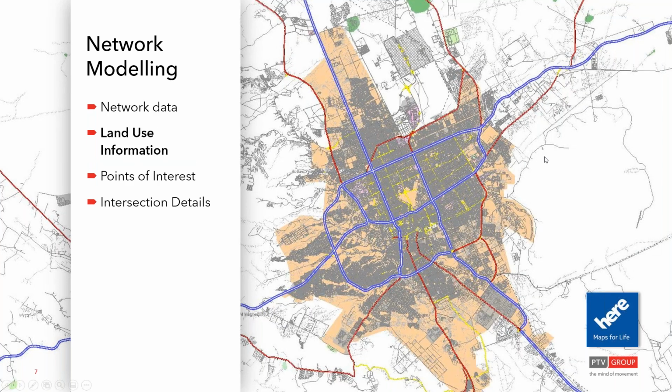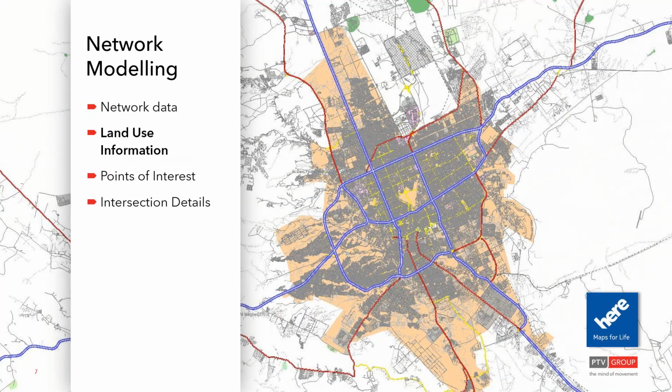It is not only the street network that comes with the navigation map, but it also has land use information. As you can see, we have built-up areas here. We have parks, water, forest, green areas, every kind of land use information that you can imagine. Building footprints are also available.